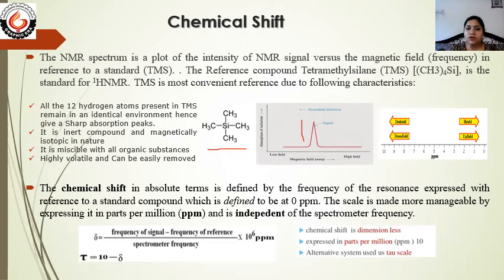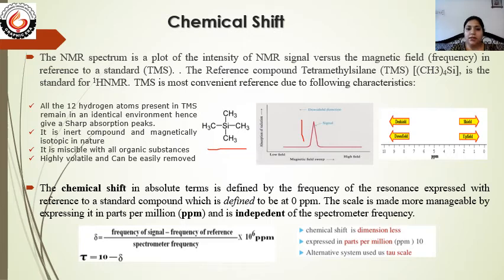It is also highly volatile. Highly volatile means it can be easily removed from the sample after the analysis. So TMS is the best reference material used for chemical shift in the case of 1H NMR. I already discussed that there are different types of NMR on the basis of hydrogen or carbon, etc. The most common are 1H NMR and carbon-13 NMR. Here we are talking about 1H NMR.